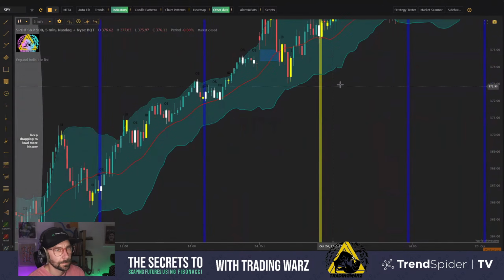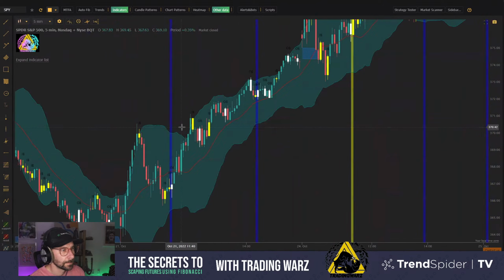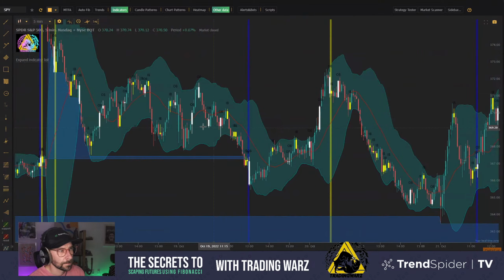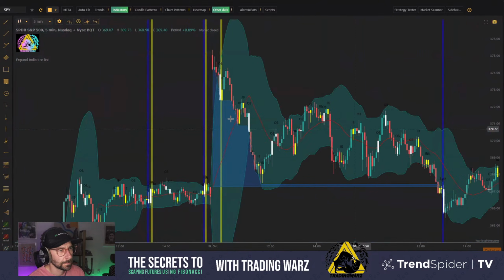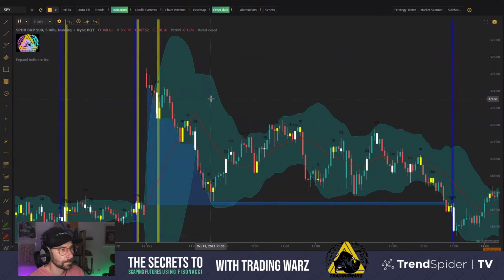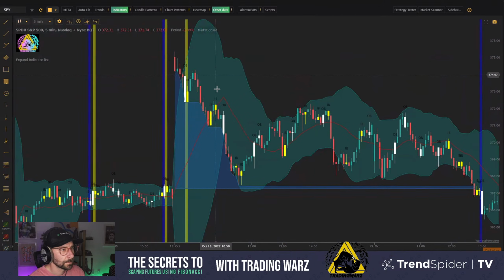So let's see if I can find a short example. There haven't been many shorts lately for this week, but I remember a few weeks ago, here we go. So this is an A plus example. This is one we took together as well. This is October 18th. And you can see we had this huge gap up.